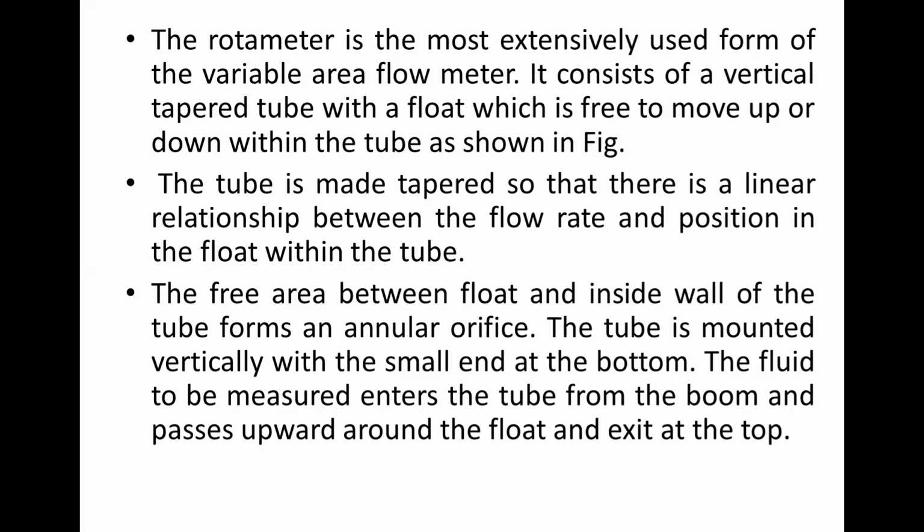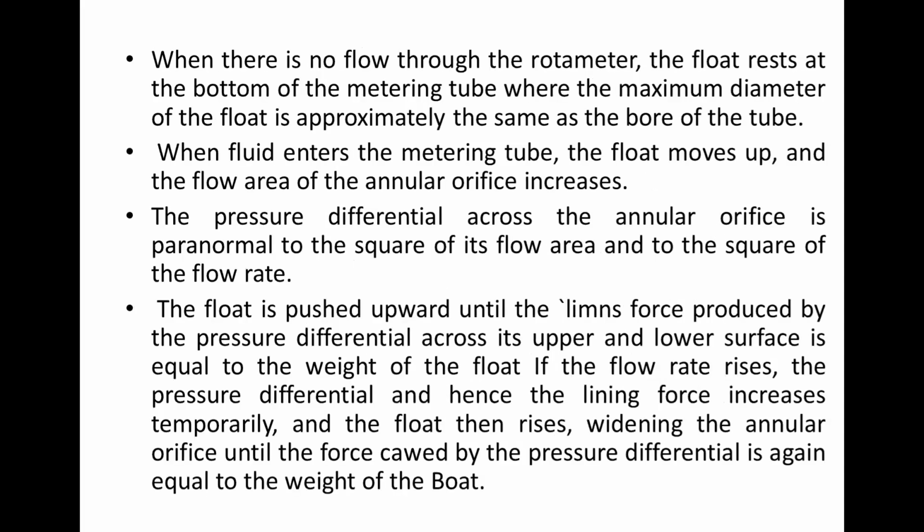The tube is made tapered so that there is a linear relationship between the flow rate and the position, because when the flow is increasing, with the increased flow, the position of the float is also changed. The free area between the float and the inside wall of the tube forms an annular space. Some space is empty based on the quantity of the fluid. The tube is mounted vertically with the small end at the bottom. The fluid to be measured enters the tube at the bottom and passes upward around the float and exits at the top. So when there is no flow through the rotameter, the float rests at the bottom of the tube.